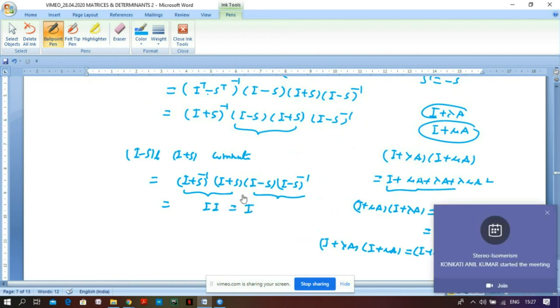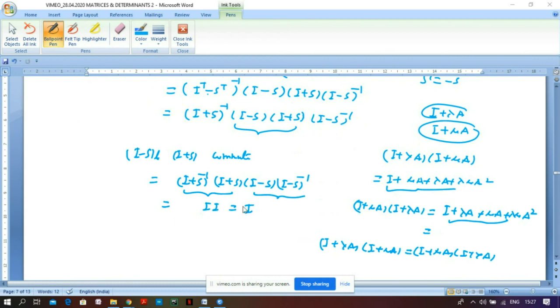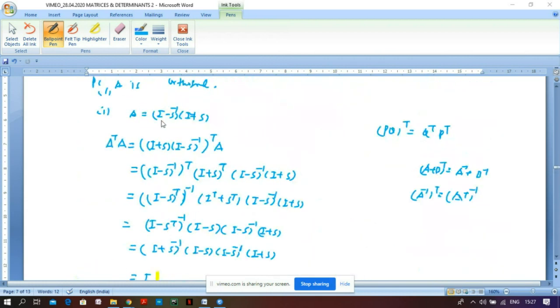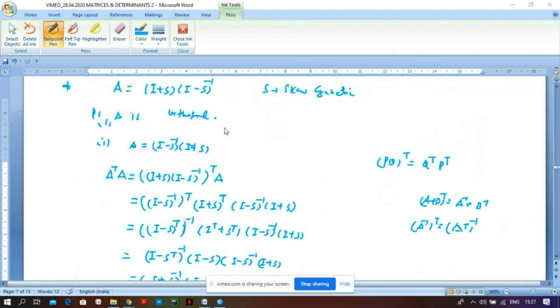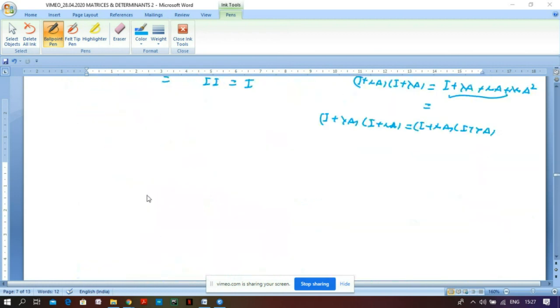So we have proved that if A is this, skew symmetric, then A is orthogonal. And A is also I minus S inverse I plus S. That we can quickly prove, because last time we assumed that. So we have to prove now that I plus S times I minus S inverse, this one, is also equal to I minus S inverse times I plus S.